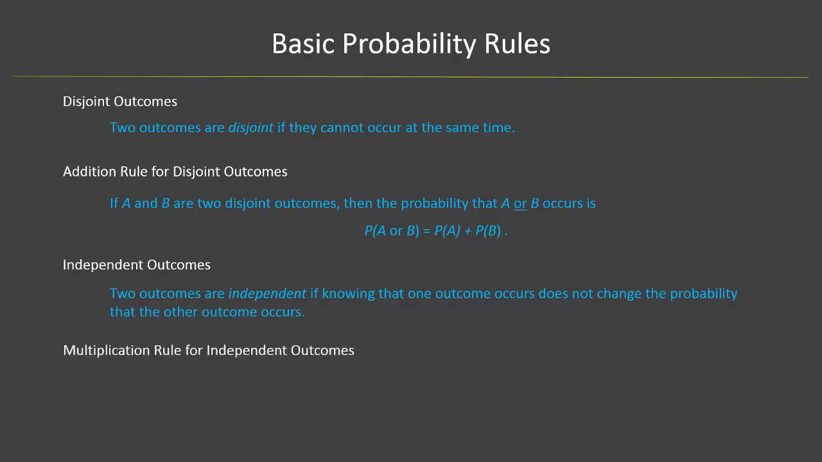To find the probability that both of these events occur, we use the multiplication rule for independent outcomes. If A and B are two independent outcomes, the probability that both outcomes occur is the probability of A and B, which is equal to the probability of A times the probability of B. So when we have two independent outcomes, we multiply their respective probabilities to find the probability that both outcomes occur.